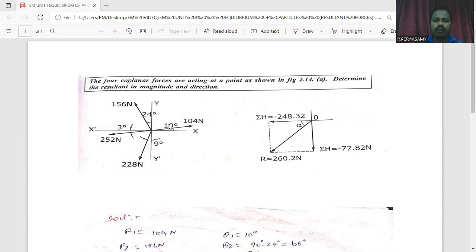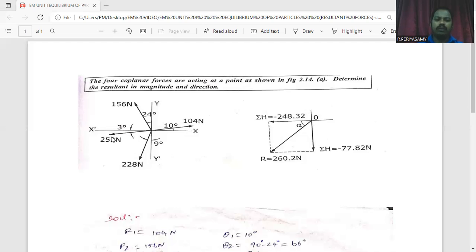These are the four forces acting outwards from one origin. Here, this is the first force. Its magnitude value is 104 Newton. Its angle is 10 degrees from the x-axis. This is the second force. Its magnitude value is 156 Newton. This force is inclined 24 degrees from the y-axis.